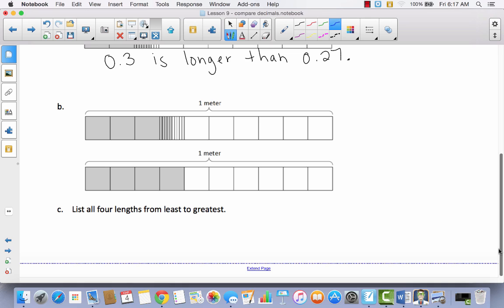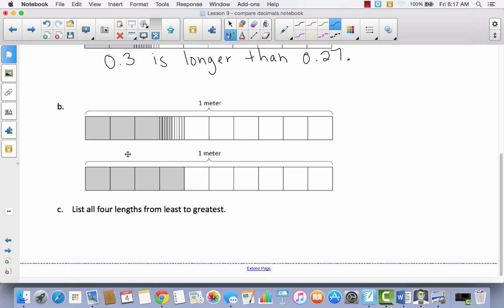All right, I want you to pause the video and go ahead and write in decimal form what each of these meter lengths are. And if you feel comfortable, go ahead and write a sentence over here to the side saying which one's longer. So I want you to pause the video and then come back. If you get stuck, press play.